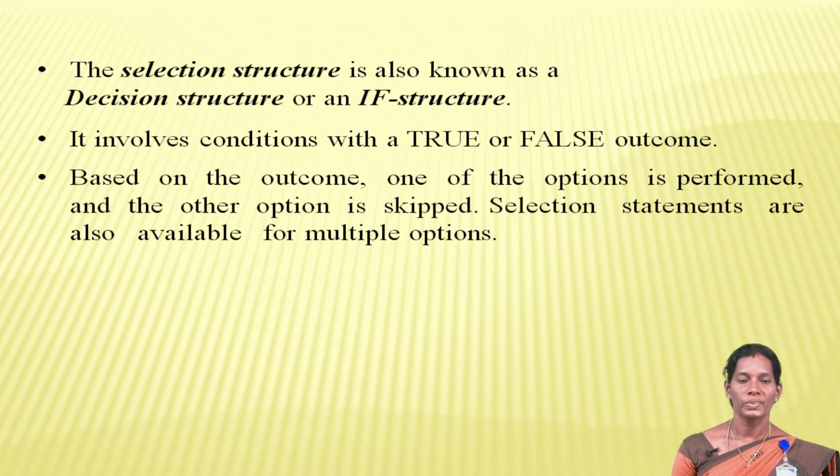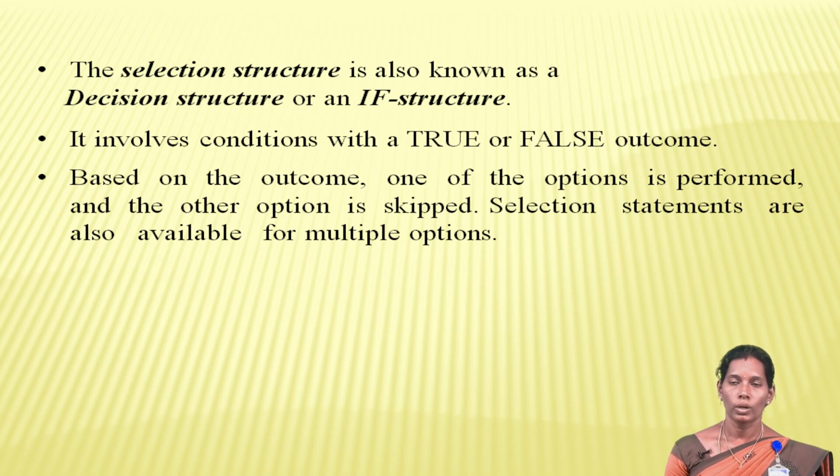And second one, selection structure, is also known as decision structure or if structure. It involves conditions with a true or false outcome. Based on the outcome, one of the options is performed and the other option is skipped. Selection statements are also available for multiple options.